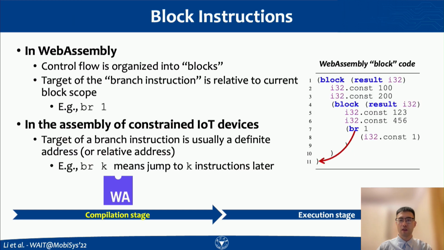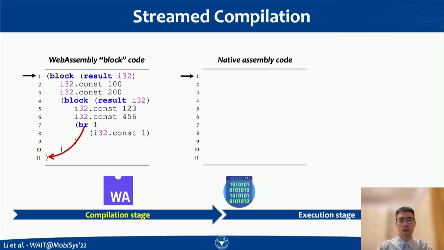In WebAssembly, the control flow is organized into blocks. As shown in the right code snippet, there are two blocks, and the branch instruction BR 1 means jump to the end of the first outside block. In this example, it is line 11. However, in the assembly of constrained IoT devices, the target of a branch instruction is only a definite address, such as BRK on the AVR platform, which means jump K instructions later. This causes problems for the streamed compilation.